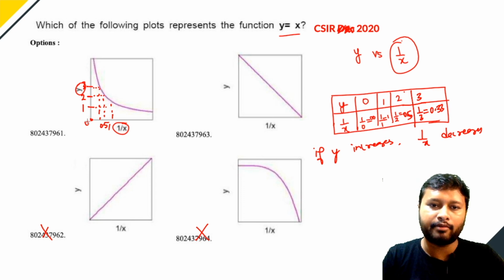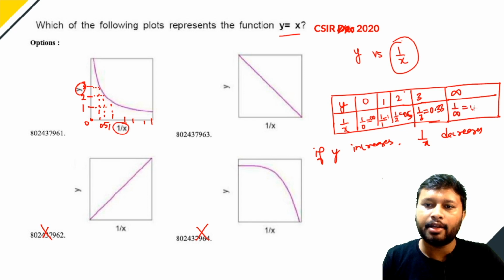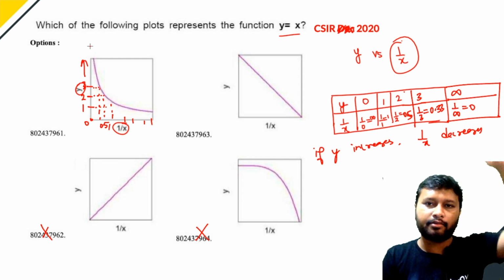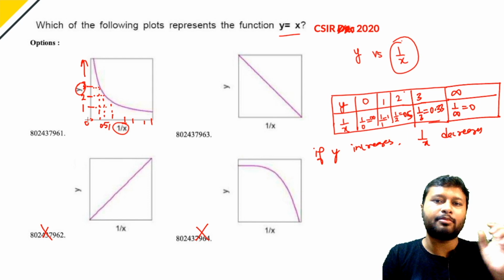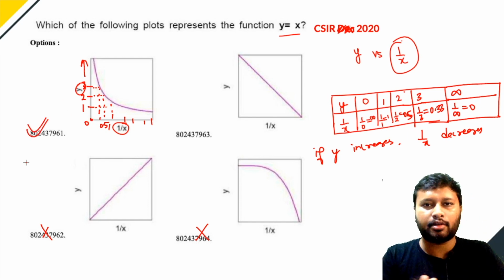The only graph which validates this: when you are putting y equals 0, 1 by x is very high. So you will get a very high value, that is at infinite. And if you put y equals infinite, in that case 1 by x will be 1 by infinite, and that becomes 0. That means if you take y very high, at infinity, 1 by x will become very small and reach 0. So that's why graph number 1 is your correct graph for this.